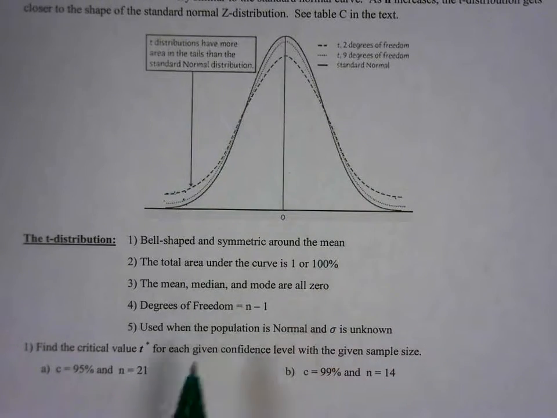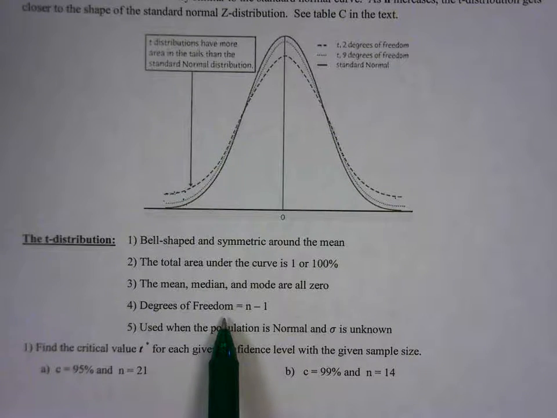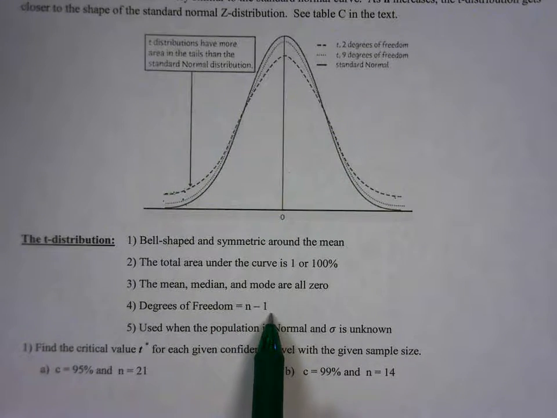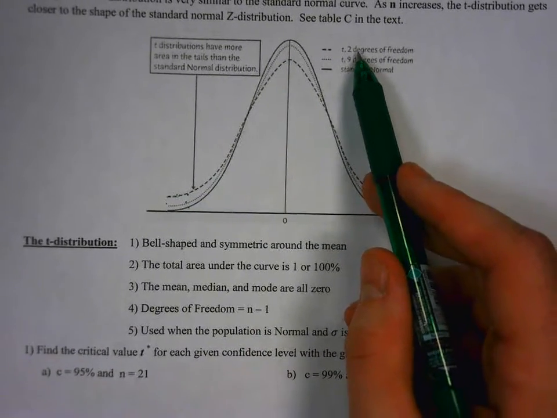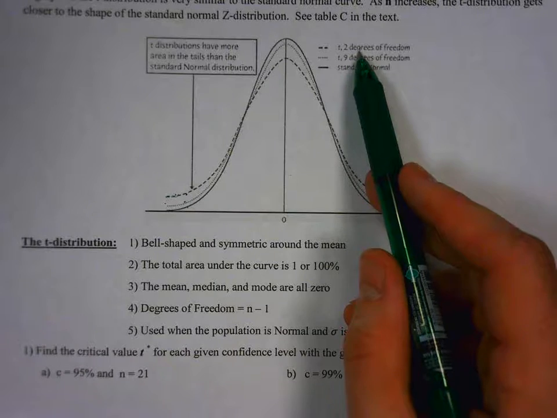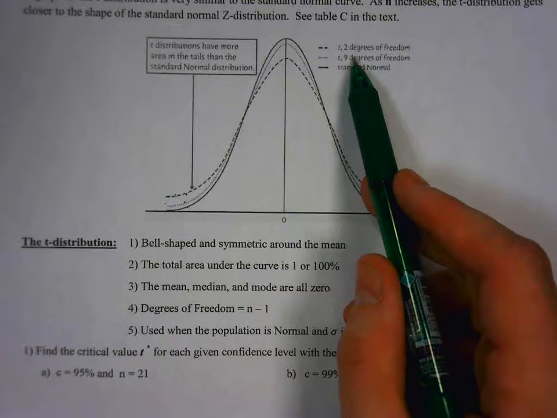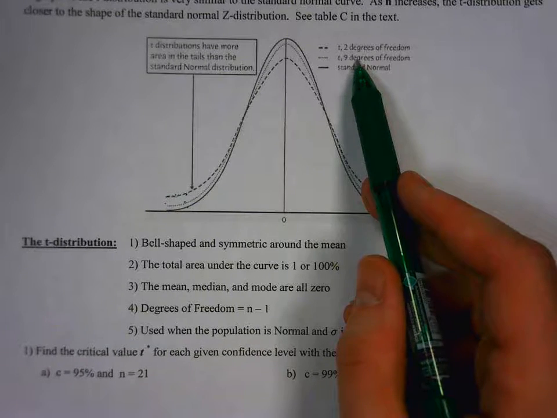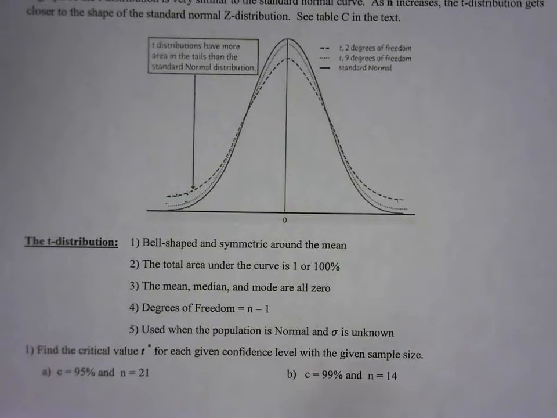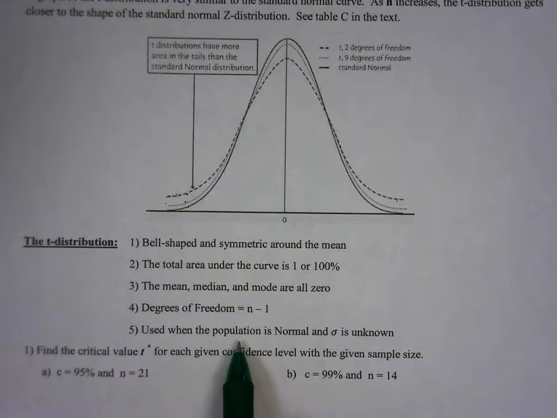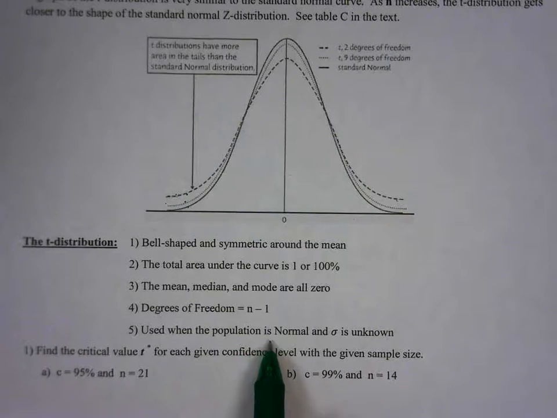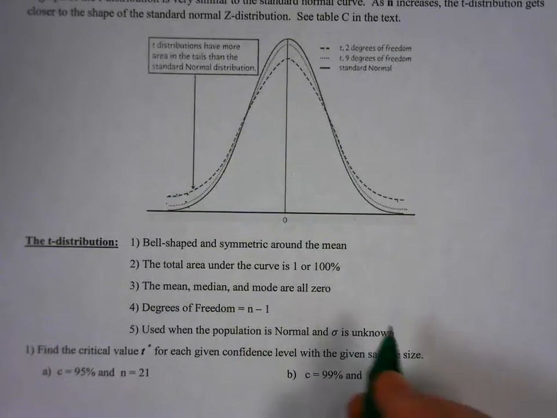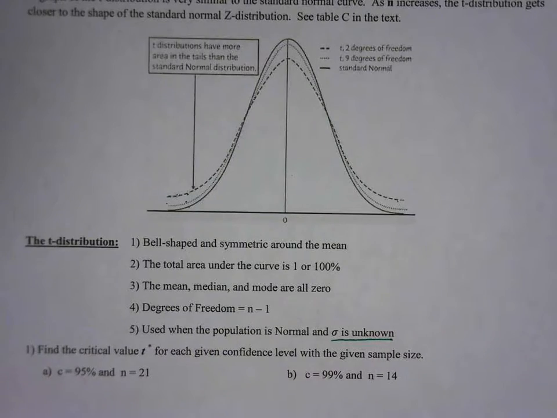We have this new idea called the degrees of freedom, which is n-1, your sample size minus 1. So up here, when it says 2 degrees of freedom, it meant you had a sample size of 3. 9 degrees of freedom meant that there were 10 in your samples, so you took samples of size 10. 10 minus 1 is 9. And we use the t-distribution when the population is normal or approximately normal and sigma is unknown. And again, sigma being unknown, that is the key.